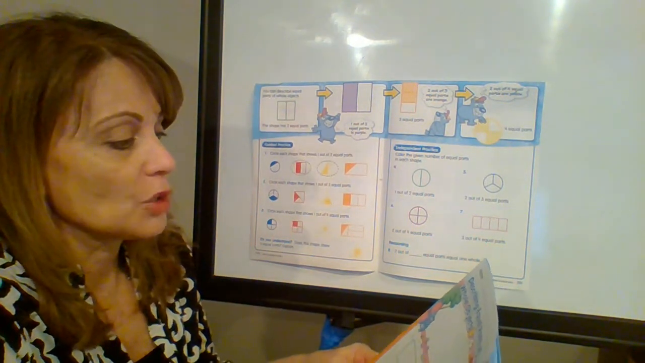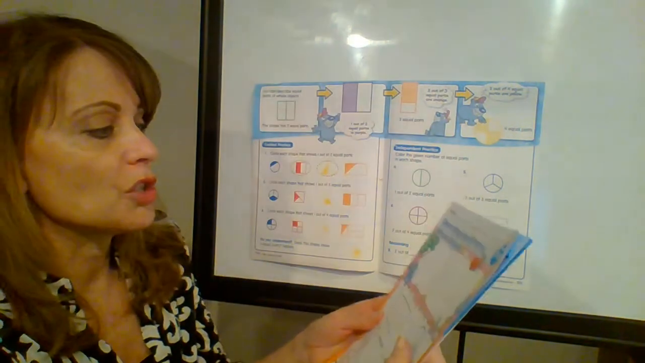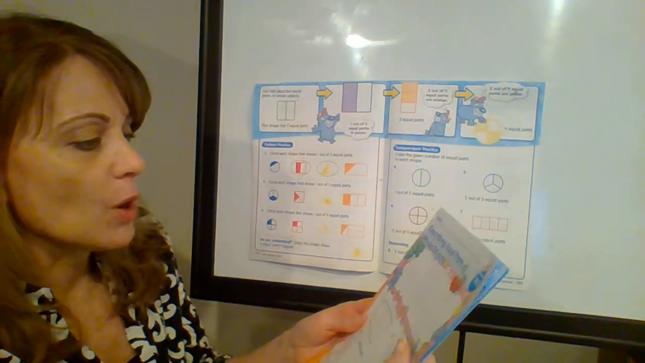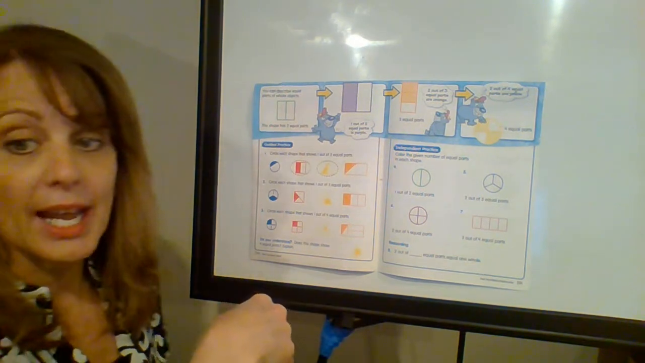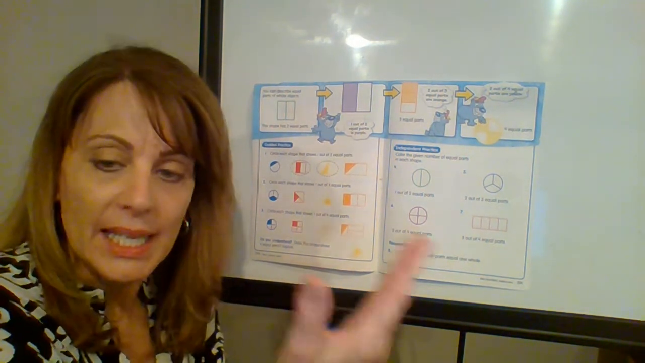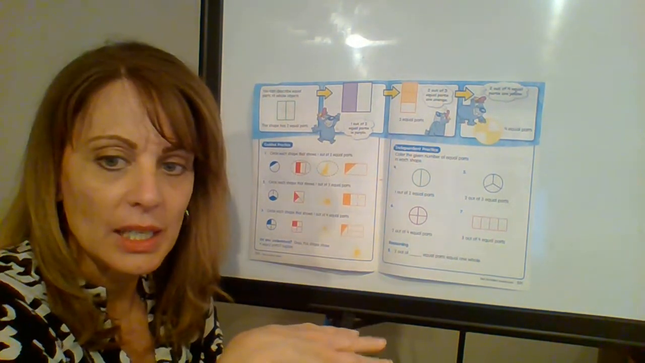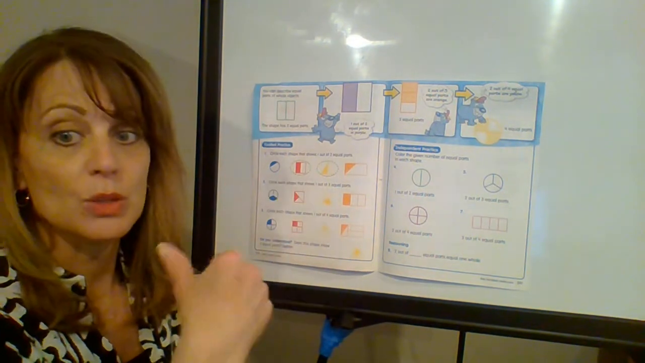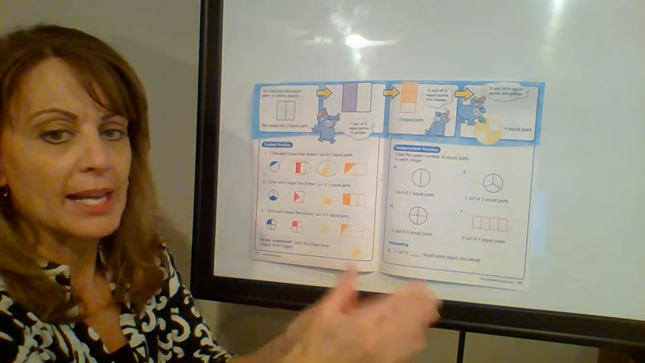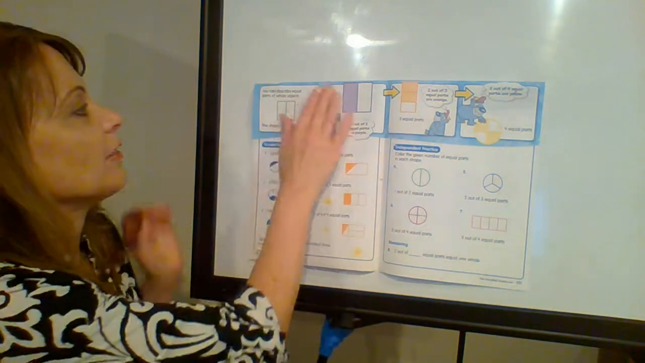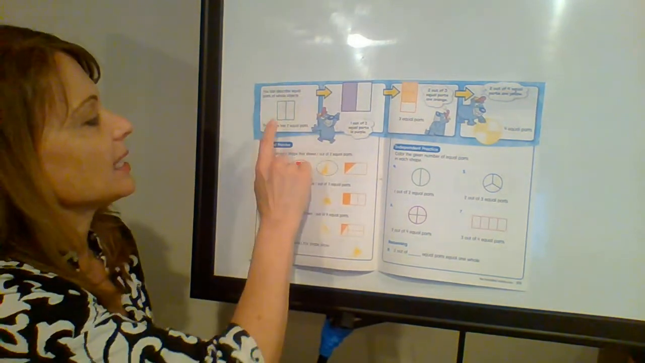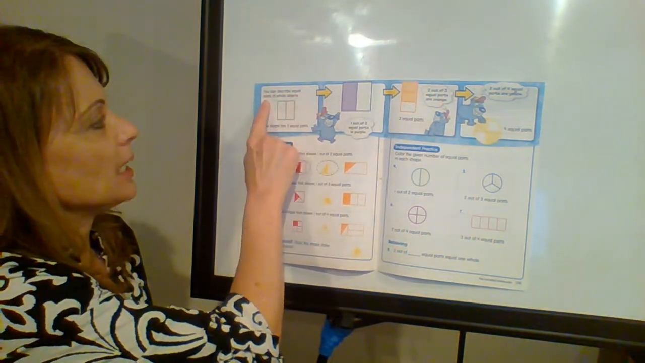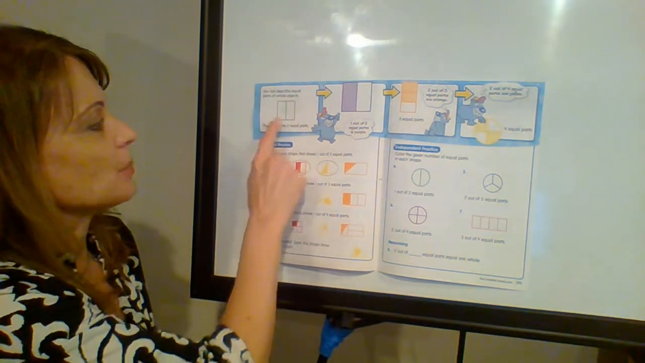So today we are doing lesson 19-2, describing equal parts of whole objects. Yesterday we talked about equal parts and unequal parts. And today we're going to do the next step from that. So open it up to the middle and follow along with me. It says, you can describe equal parts of whole objects.